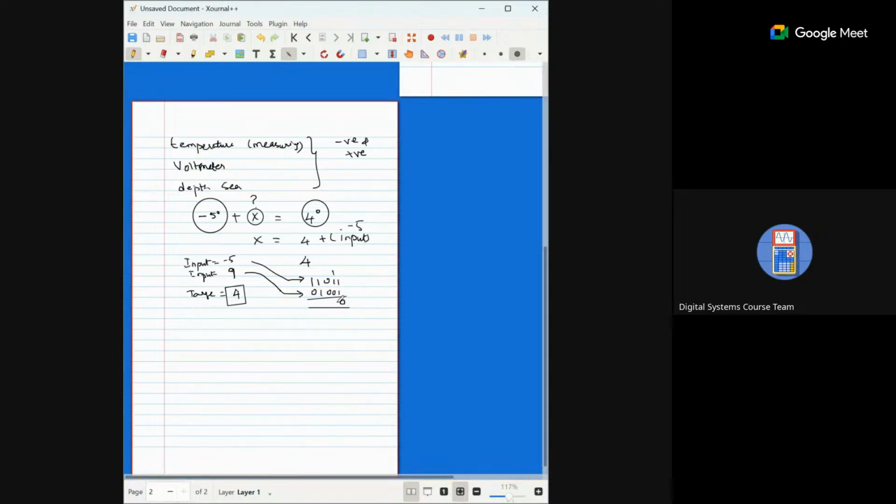1 plus 1 plus 0 is 0 carry 1. 1 plus 0 plus 0 is 1, no carry. 0 plus 1 plus 1 is 0 carry 1. 1 plus 1 plus 0 is 0 and carry.